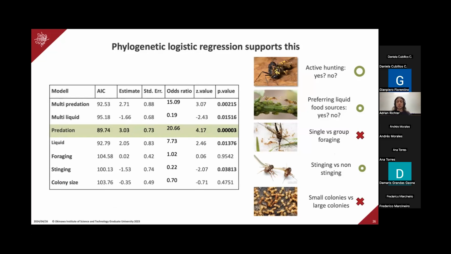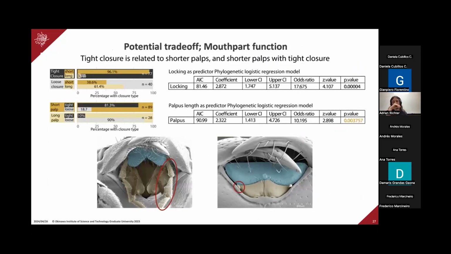It's the best fitting model based on AIC. It has the strongest coefficient. So the effect of predation is the strongest. Predatory ants have 20 times higher odds of being tight interlocking than non-predatory ants. So yeah, I think predation is at least one important driver of this evolution towards tighter interlocking in ants. But then why don't all ants have just tight interlocking?